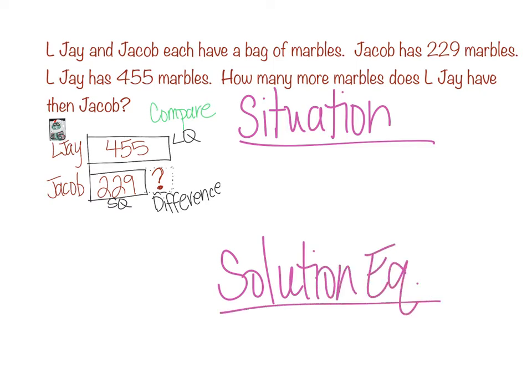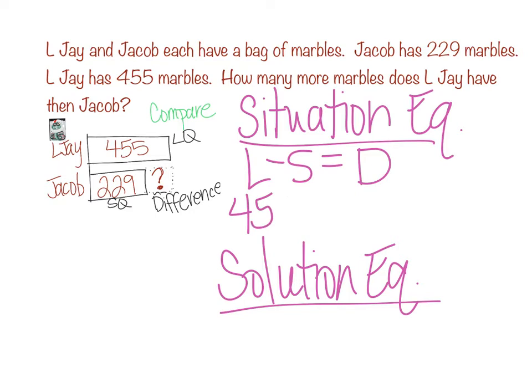The situation equation for a comparison problem is always larger minus smaller equals the difference. So I'm just going to plug in the numbers that I know, and I can use my word problem structure to help me. I know what my larger quantity is. It's 455 minus the smaller quantity, which would be Jacob's number, 229, equals question mark, because that's my unknown. My unknown is the difference. So that's my situation equation.